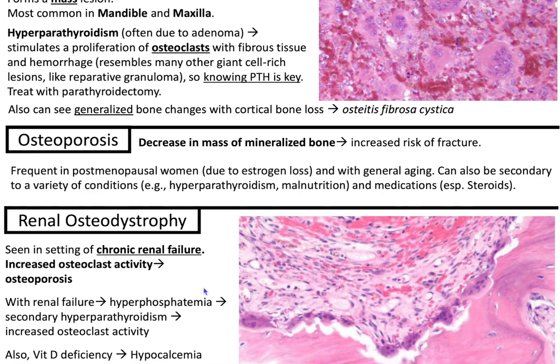You'll have these wavy, very thin bony trabeculae. And with renal failure, you'll have hyperphosphatemia, secondary hyperparathyroidism, and increased osteoclast activity. Also, vitamin D deficiency will lead to hypocalcemia, which will lead to decreased ability to generate bone.